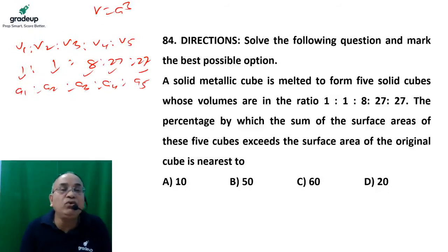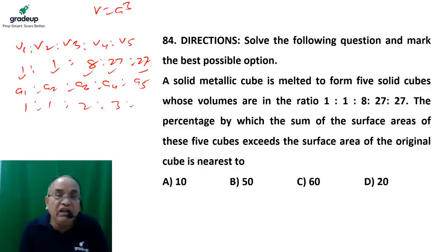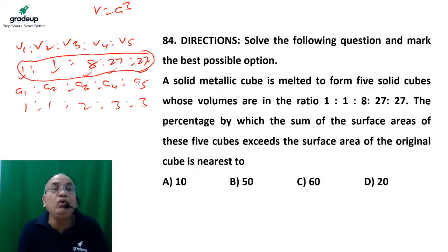Let's say A1, A2, A3, A4, A5 are the sides. Since a cube is nothing but the cube of the side, we take the cube root of the volumes. The sides are in the ratio of definitely 1 is to 1 is to 2 is to 3 is to 3. And the volume of these 5 cubes is equal to the volume of the original cube, which was melted to form 5 solid cubes whose volumes are in the ratio of 1 is to 1 is to 8 is to 27 is to 27.